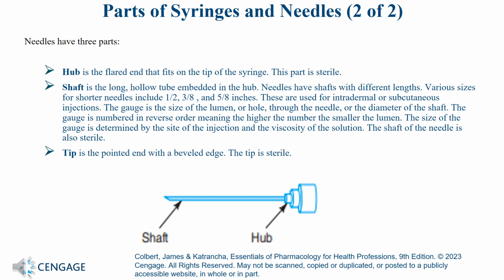The gauge is the size of the lumen or hole through the needle, or the diameter of the shaft. The gauge is numbered in reverse order, meaning the higher the number, the smaller the lumen. The size of the gauge is determined by the site of the injection and the viscosity of the solution, which is basically the thickness. The shaft of the needle is also sterile.